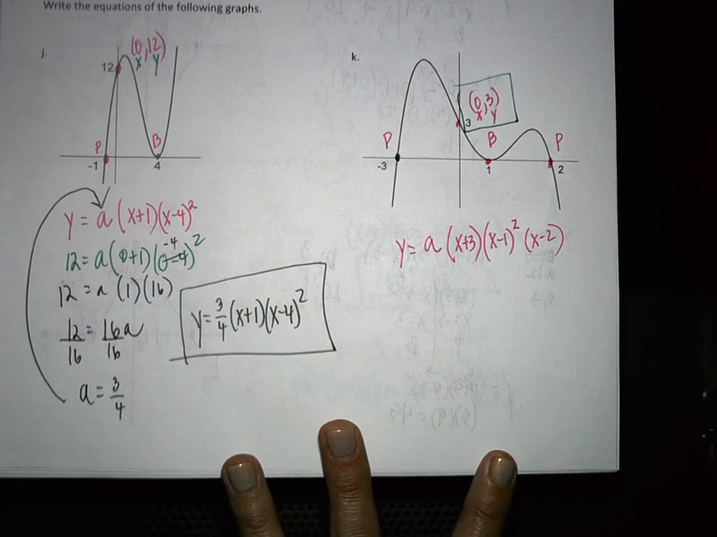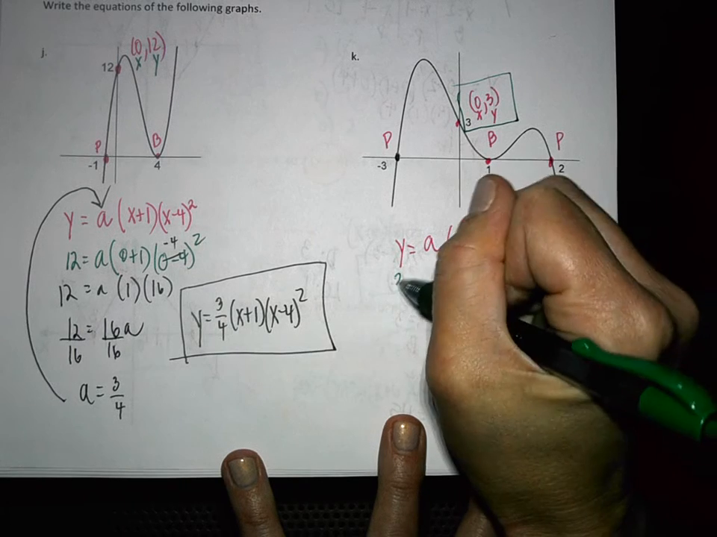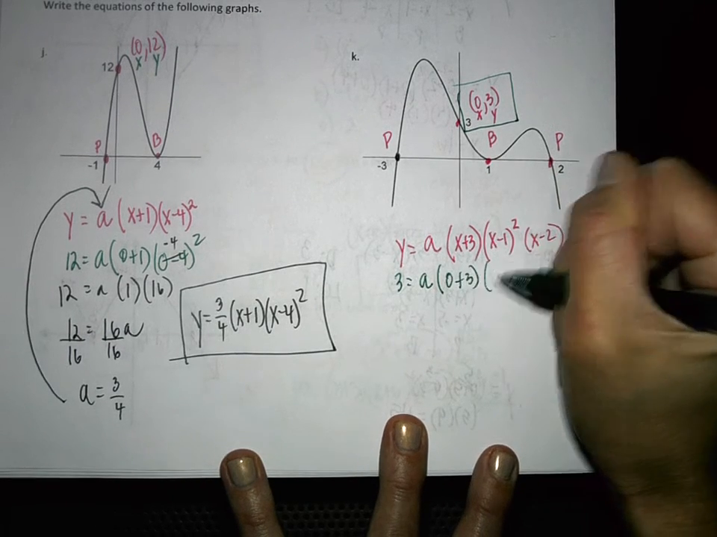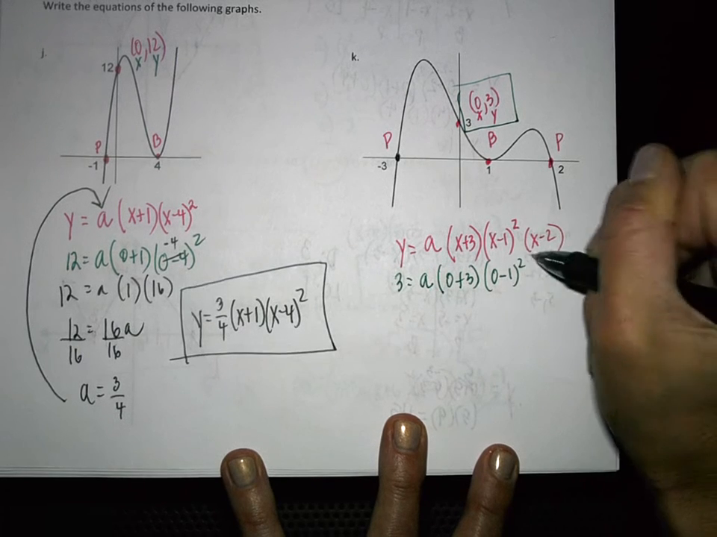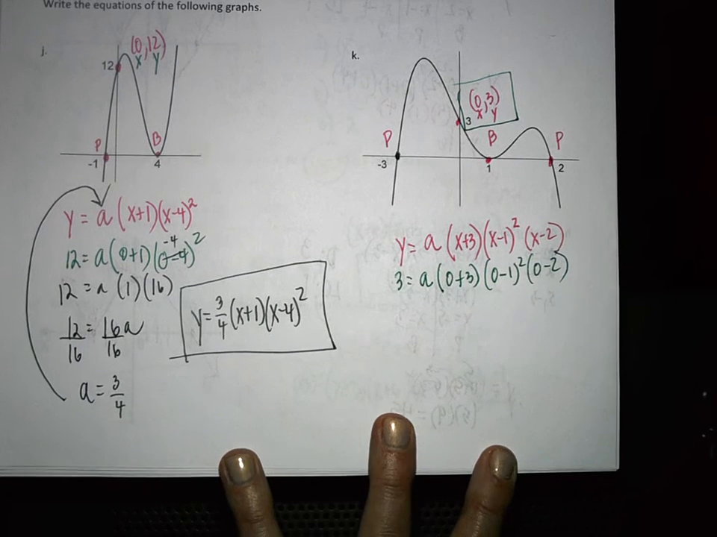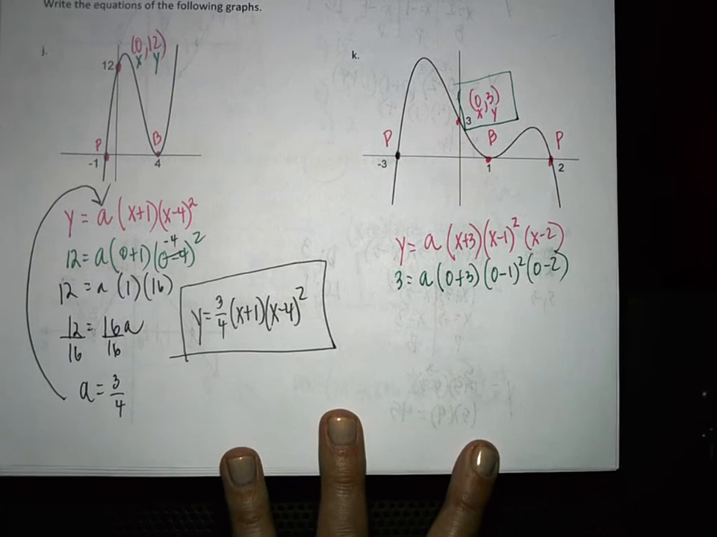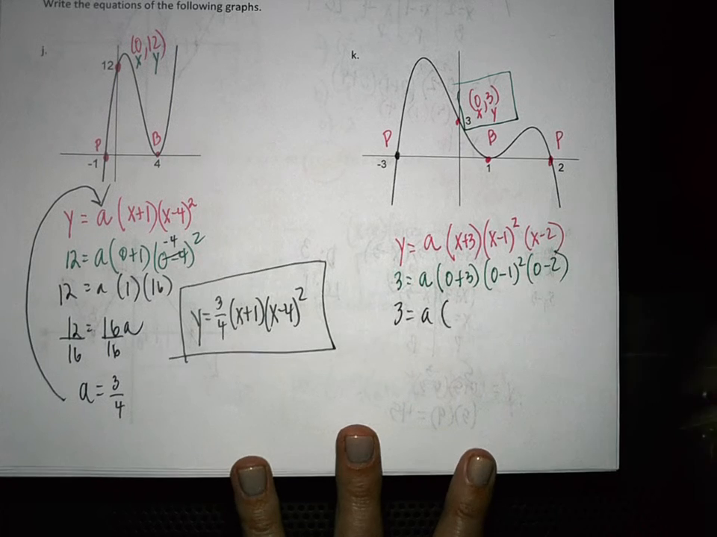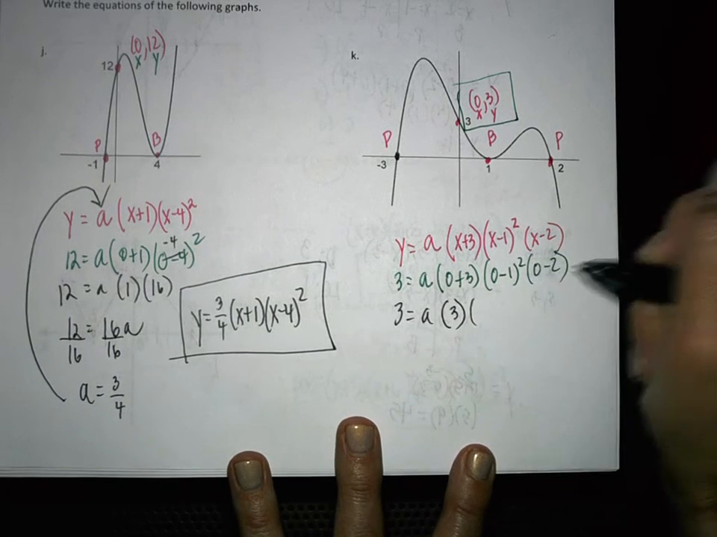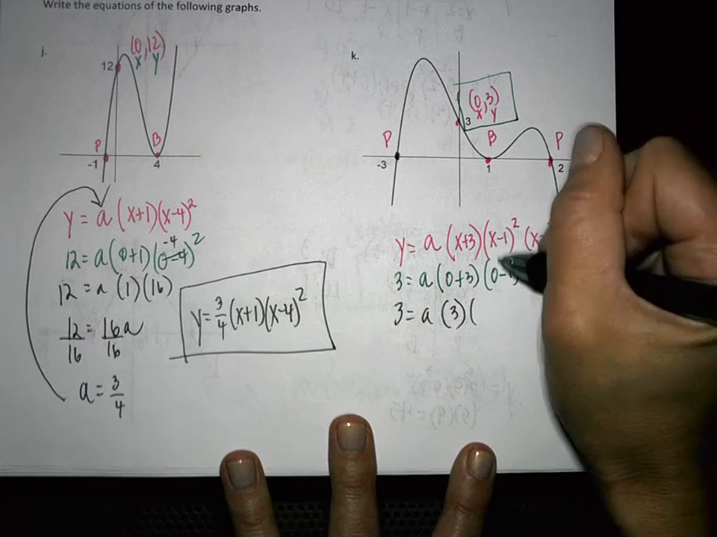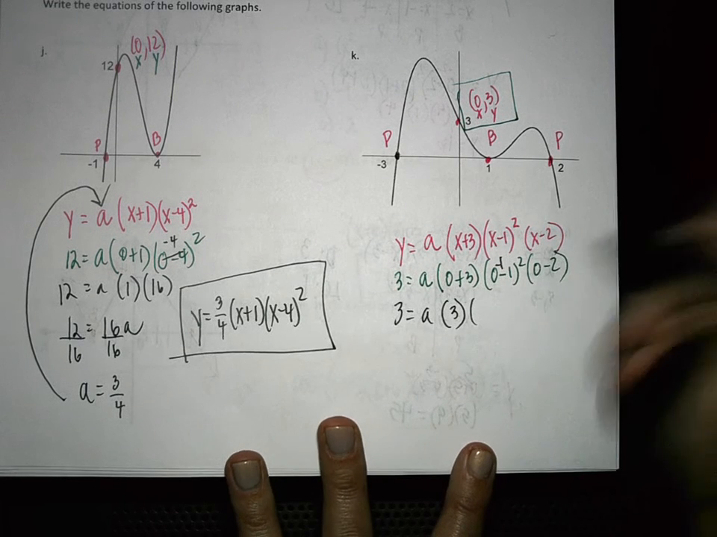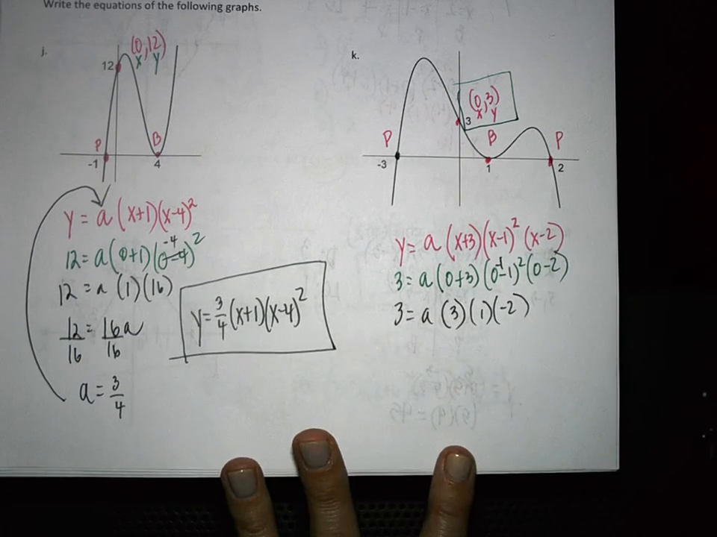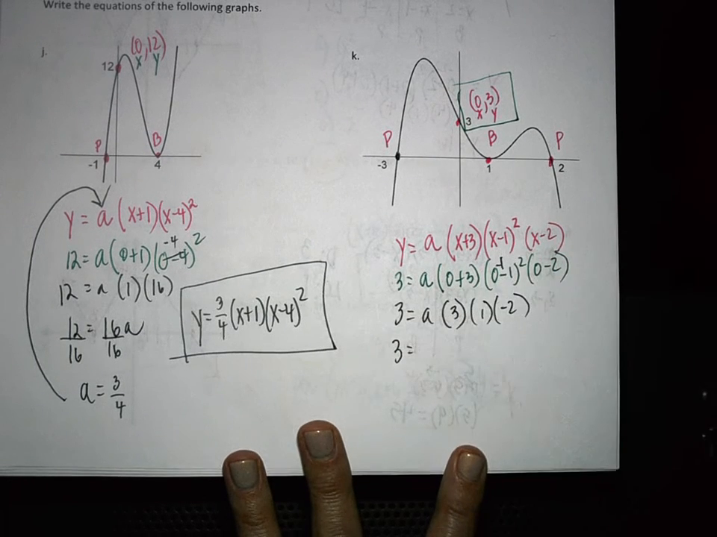So we will write this as 3 equals A times 0 plus 3 times 0 minus 1 squared times 0 minus 2. We then get 3 equals A times, what's 0 plus 3? 0 minus 1 is? And negative 1 squared is? 1. And 0 minus 2 is? When you multiply all that together, what do you get? Negative 6A.